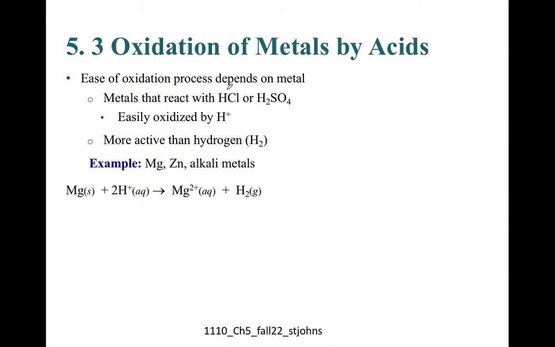Now, whether the oxidation process happens depends on the metal, on how metals react with acids, for example hydrochloric acid or sulfuric acid. They can be easily oxidized by hydrogen ion because these metals are more active, and hydrogen ion is more active than hydrogen gas. So normally metals such as magnesium, zinc, and alkali metals work with acids. Sodium is actually a highly reactive metal.